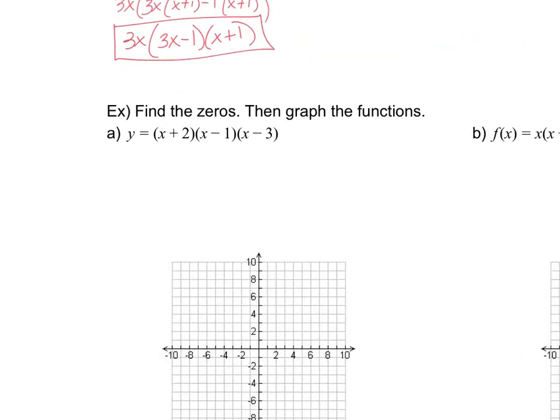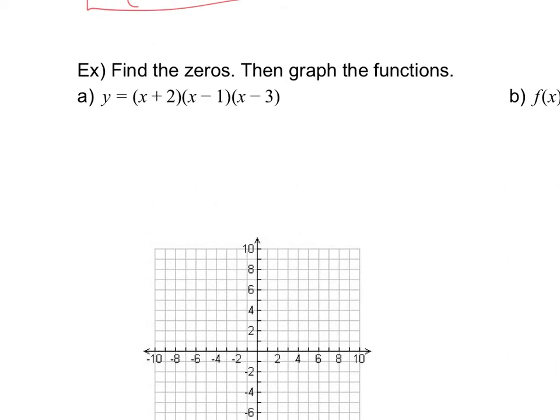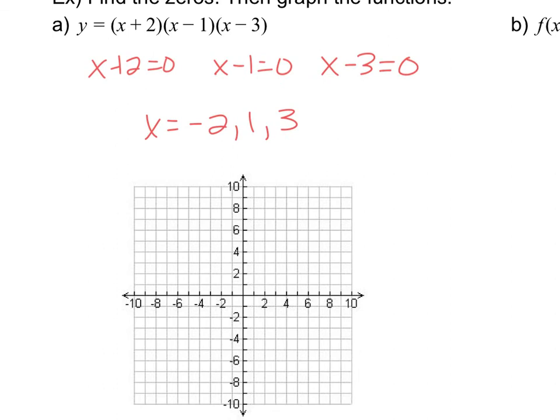Okay, so now let's start this. We're going to find the zeros. So if you forgot how to do that, remember you set each piece, this piece, and then this piece, and then this piece, equal to 0. So that'll be x plus 2 equals 0, x minus 1 equals 0, and x minus 3 equals 0. Okay, so this would give you that x would equal negative 2, positive 1, and positive 3. So what does that represent? Well, that represents where it crosses the x-axis. So we have a point at negative 2, positive 1, and positive 3.